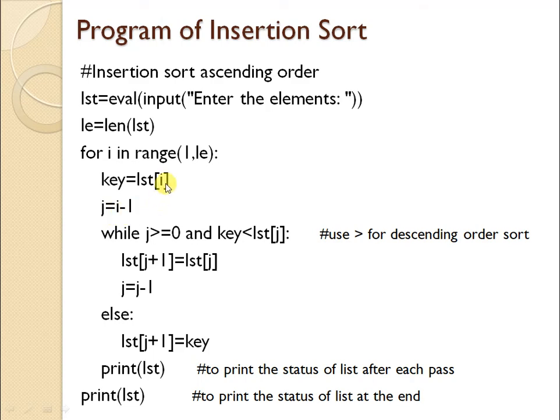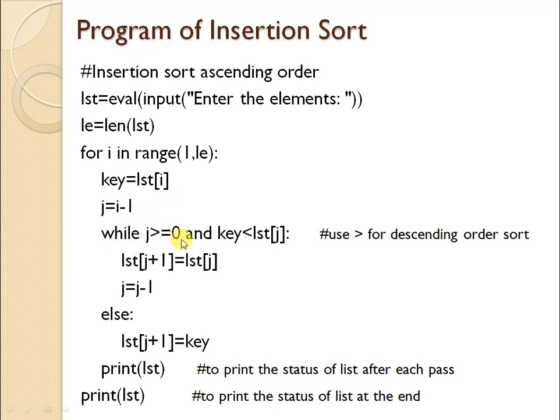Why? Because you have to compare this ith element, that is LSTI, with the elements on its left, and the element on the left hand side of LSTI will be LSTI minus 1. That's why the initial value of j is I minus 1. And now the loop will compare this LSTI with the elements on its left, but not all of them. As soon as you find an element less than this, you will stop. So this is the loop.